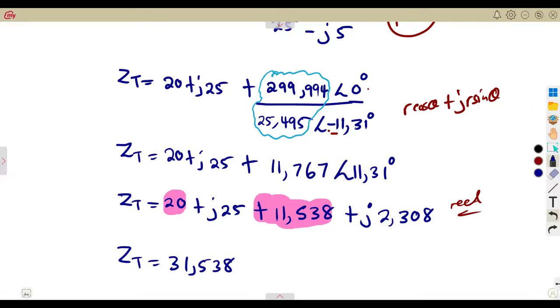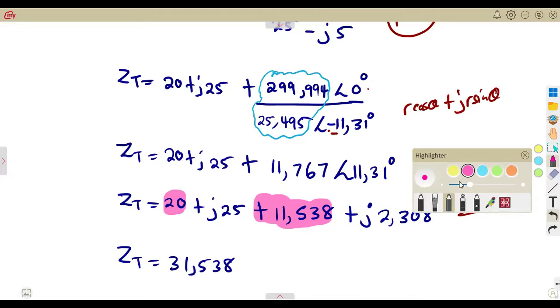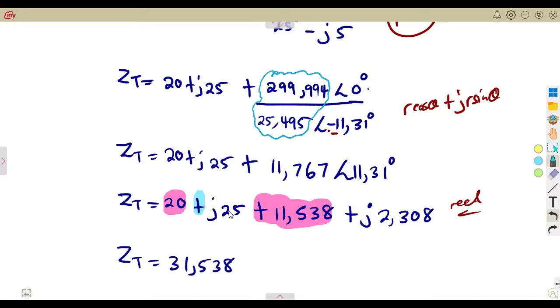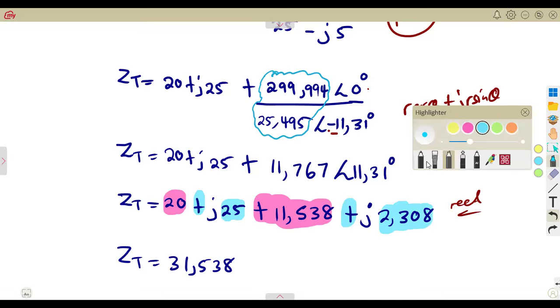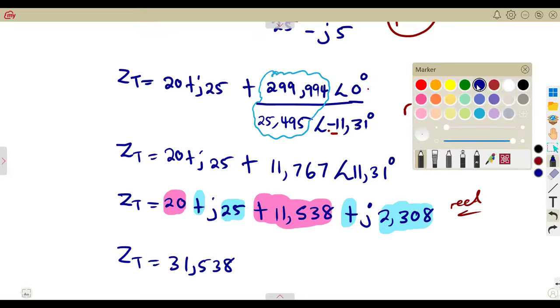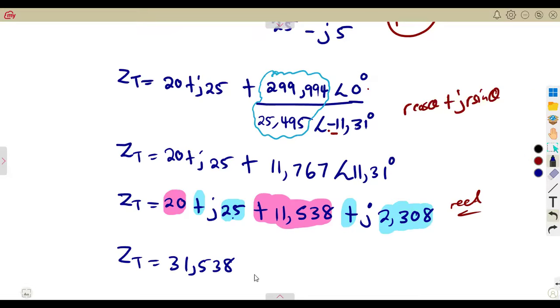You do the same thing on the imaginary part. Here there's a plus 25 where there's a j, plus 25, and there we have a plus 2.308. So you can simply add these two, 25 and 2.308, because that's a positive and a positive. So it's going to be plus j, and if you add, this is going to give you 27.308.